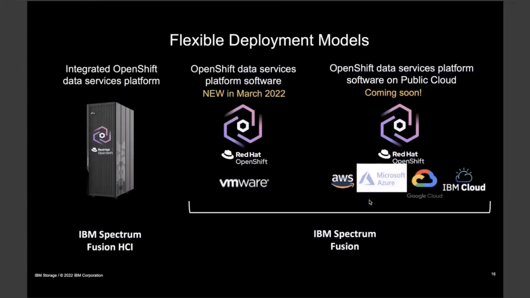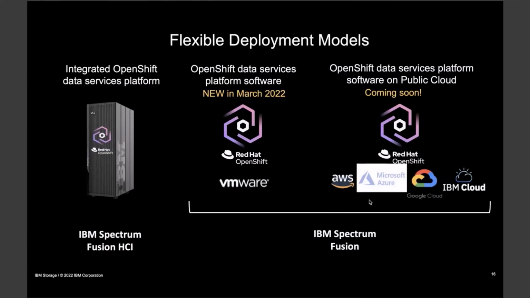Fusion is provided in a way that makes it possible to deploy it in many different places. We don't have all of that today. Some of this is coming. Today, what we have is the Spectrum Fusion HCI Platform, which is a hyperconverged infrastructure box. And I'll talk a little more about that in the next slide here.